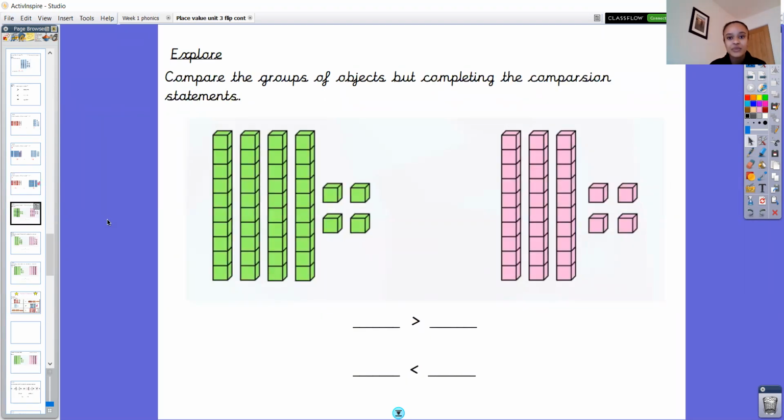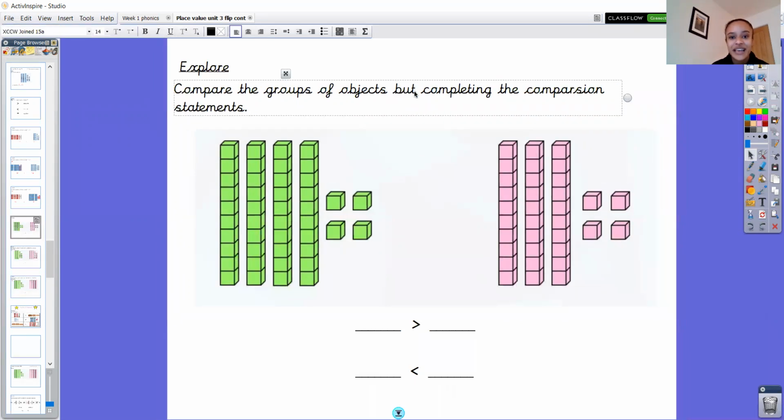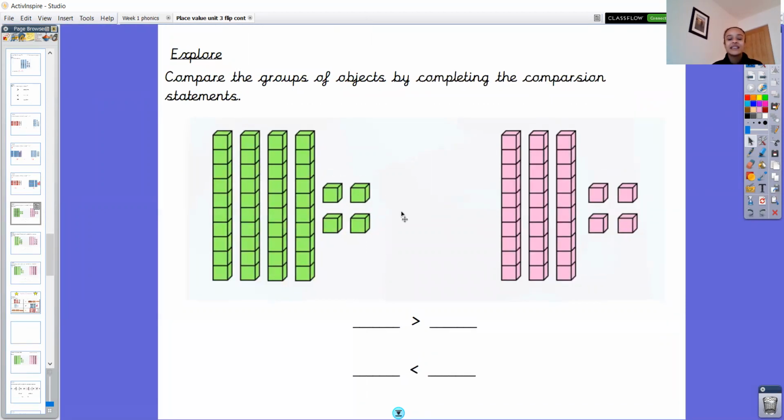So it says compare the groups of objects, but it says "but", that's not supposed to say "but", that's supposed to say "by completing the comparison statements", okay? So this time we've got both of them, which means that we need to be able to write the comparison both ways. So the first job we need to do, again, just like we did for the last one, is to find out how many is here, okay?